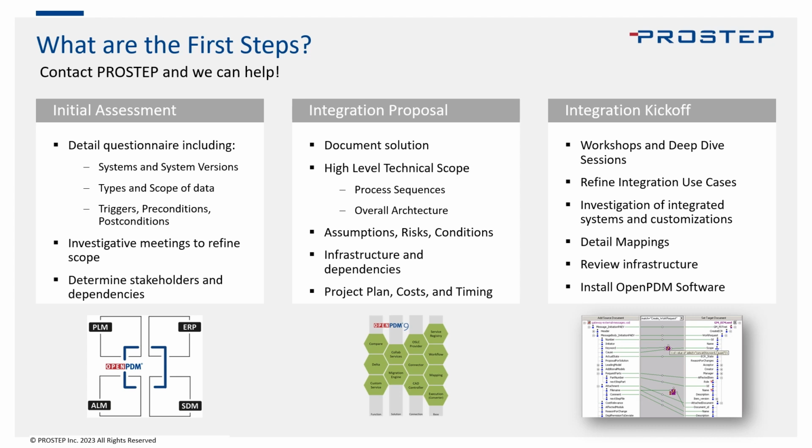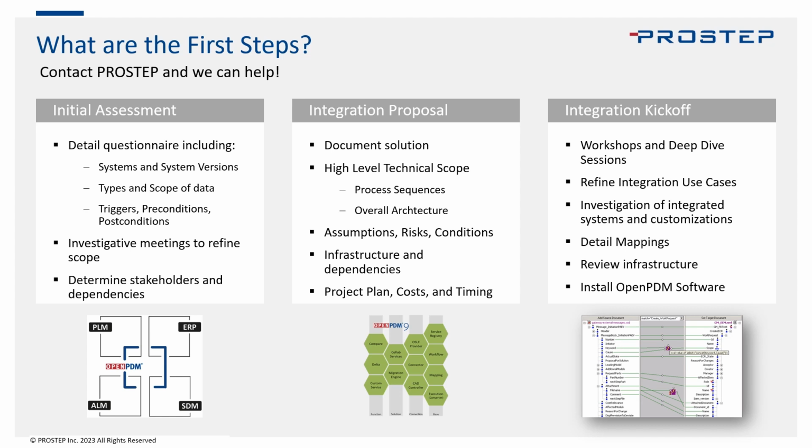So what are the first steps if you contact us? Typically, we'll do an initial assessment, and this includes doing a detailed questionnaire, looking at the systems, what system versions you're running, if they're on-prem or off-site in the cloud, what the types of data are, what the scope of that data looks like, and then some of the integration. So what triggers those integrations, what the preconditions of the data are, what the post conditions are. We'll do some investigative meetings to refine what that scope is, and then talk about dependencies and work with different stakeholders in order to make sure that everything is agreed to.